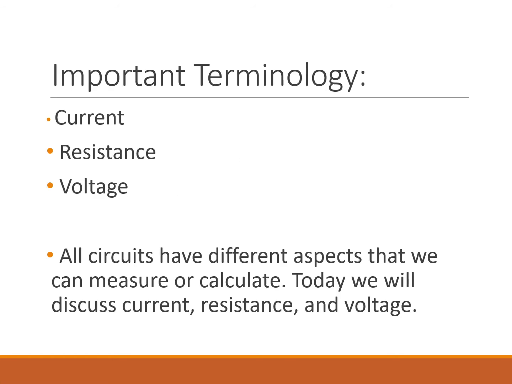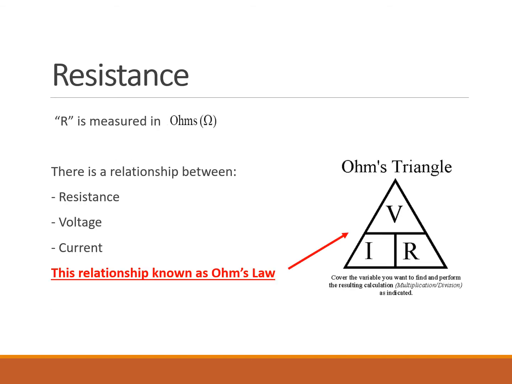And as we get going into this lesson, we'll go into more detail about current, resistance, and voltage and what they even mean. So the very first thing we're going to be talking about is resistance. Resistance is measured in ohms, and so there's a relationship between resistance, voltage, and current within a circuit, and that relationship is known as Ohm's Law. And so this little triangle right here, hopefully you can see my cursor, that's how we represent Ohm's Law.